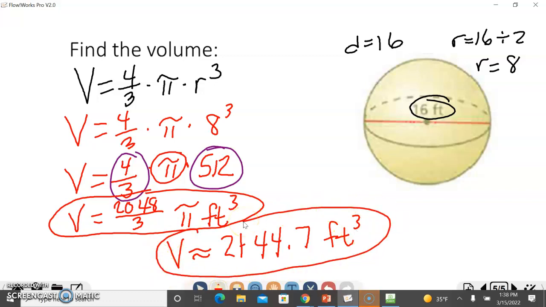So that is how we find volume of spheres. Use your formula as you're working through your practice today. And then be very careful, because if the question asks you to keep it in terms of pi, you're looking for an answer like this. And if it's asking you to solve it all the way out and round, then you're looking for something like this.